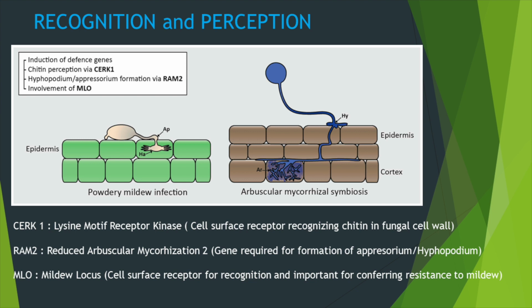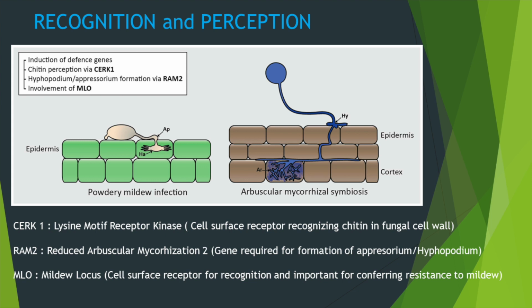There are certain receptors on the surface of the plant cell. The first one is called SERK1. It is a lysin motif kinase receptor, and it detects the chitin in the fungal cell wall. The fungal cell wall has chitin, and this chitin is recognized by the SERK1 receptor, which is present on the surface of the cell.